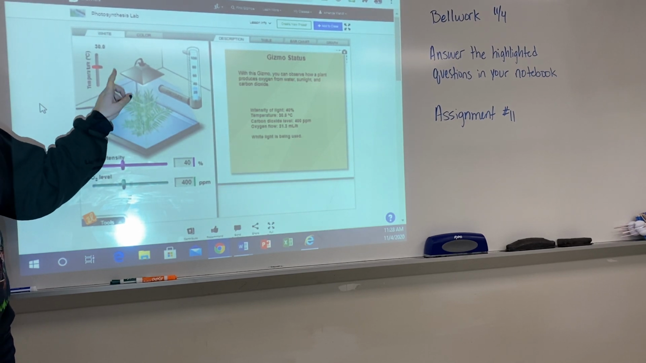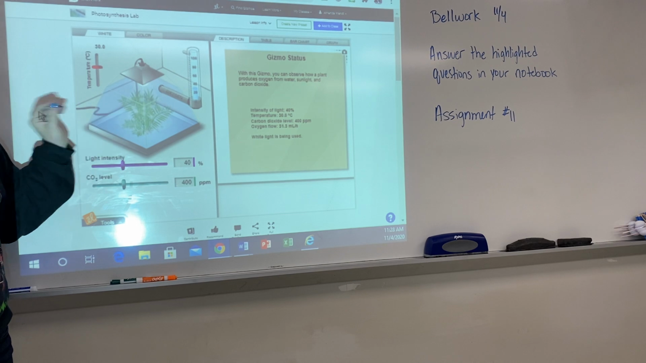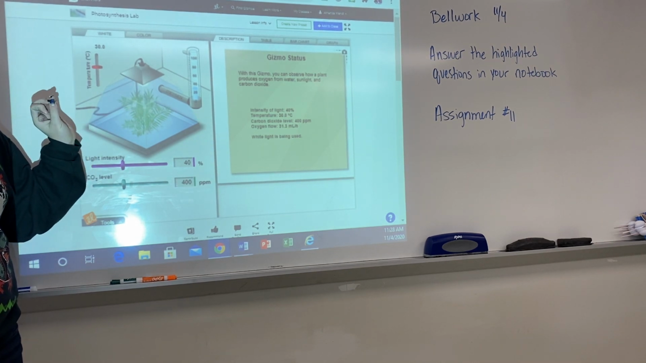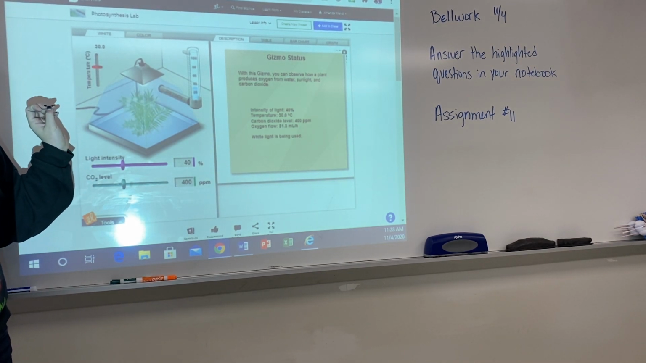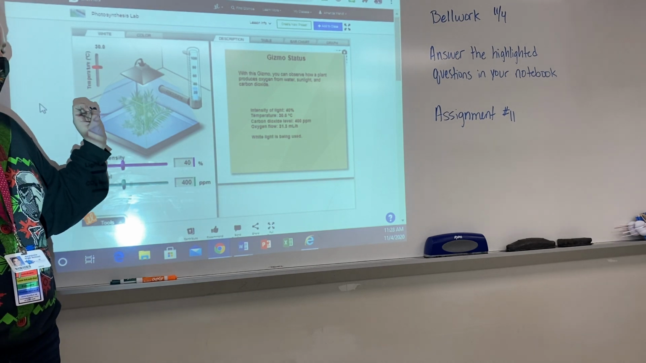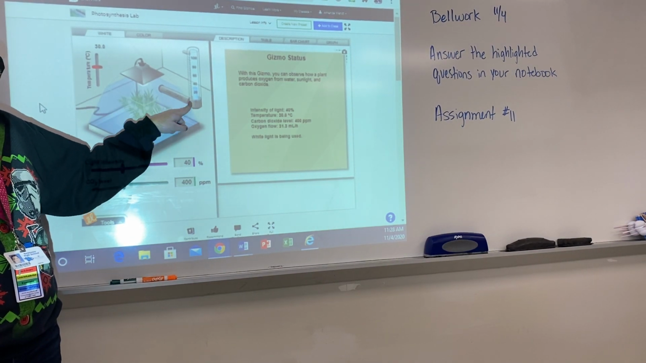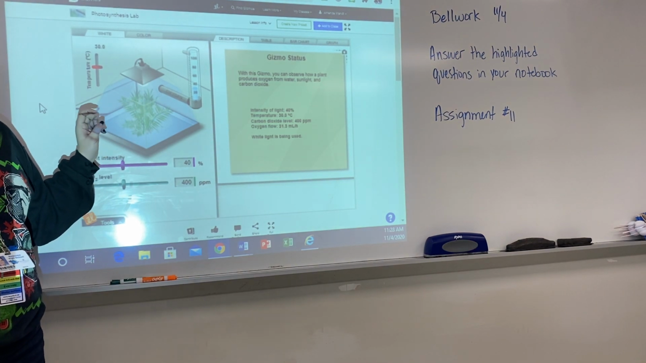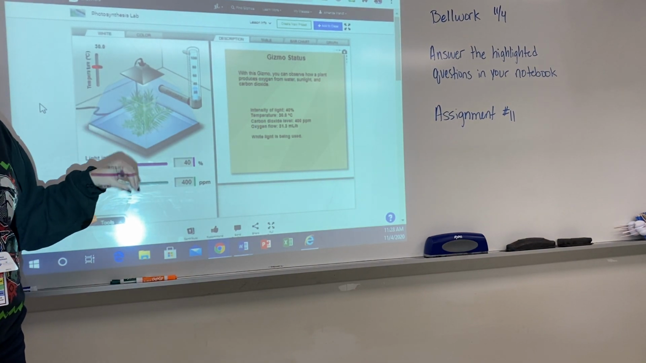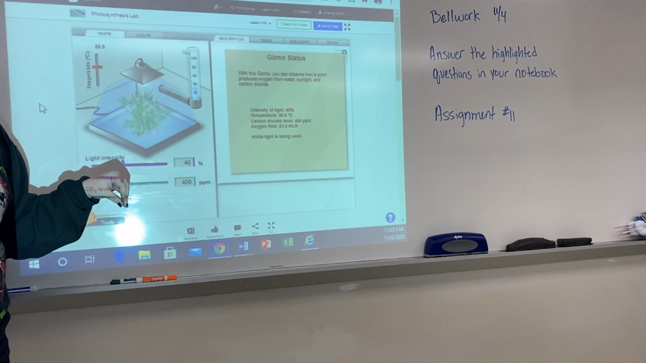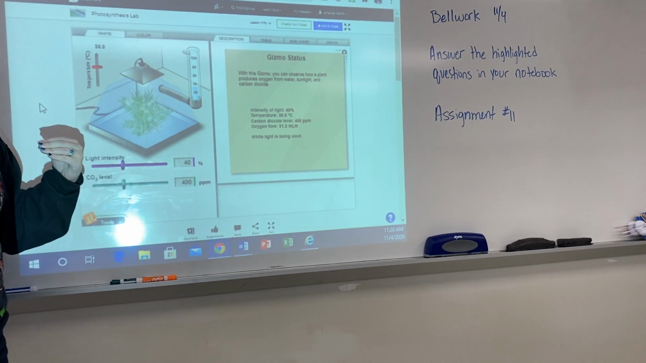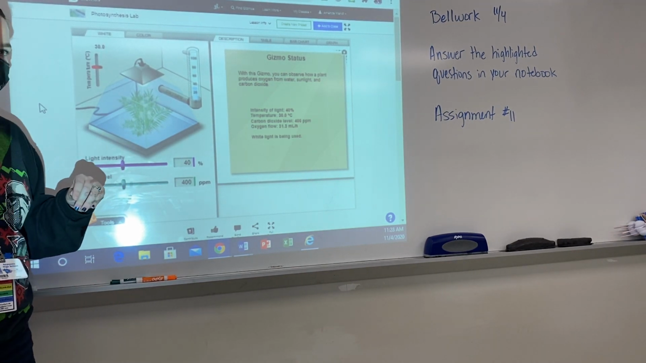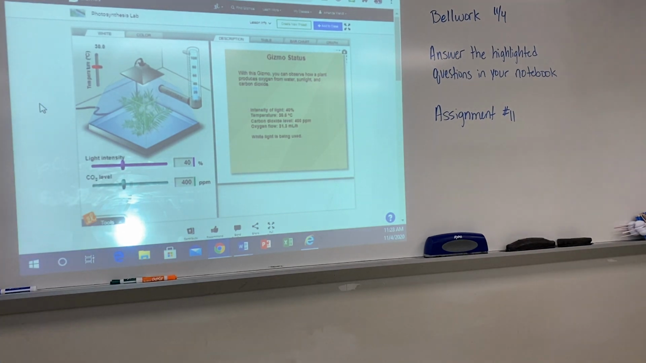Oxygen. So if the bubbles go away, that means we do not have any oxygen, which means do we have photosynthesis or no? No. If we are not producing oxygen, do we have photosynthesis? No, we do not have photosynthesis. If we do not have oxygen, because oxygen is one of our products, if we are not producing oxygen, we are not undergoing photosynthesis. All right, so let's look and see what happens in our two scenarios.